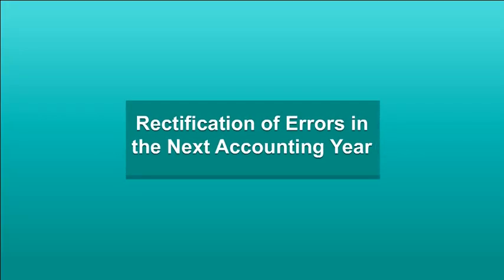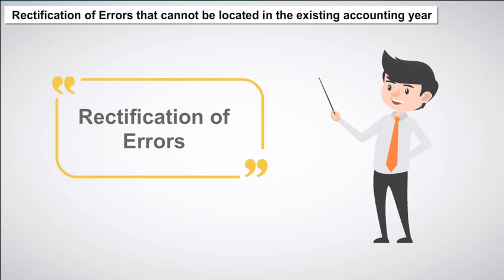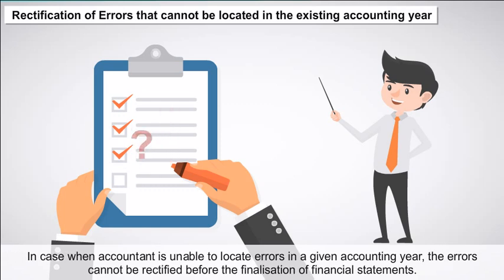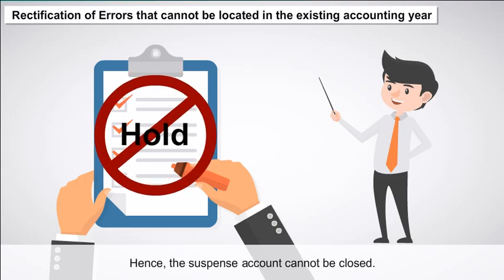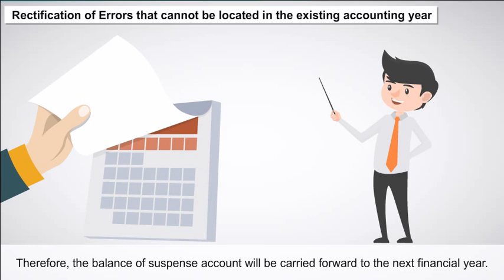Rectification of errors in the next accounting year. Rectification of errors that cannot be located in the existing accounting year. In case the accountant is unable to locate errors in a given accounting year, the errors cannot be rectified before the finalization of financial statements. Hence, the suspense account cannot be closed. Therefore, the balance of the suspense account will be carried forward to the next financial year.